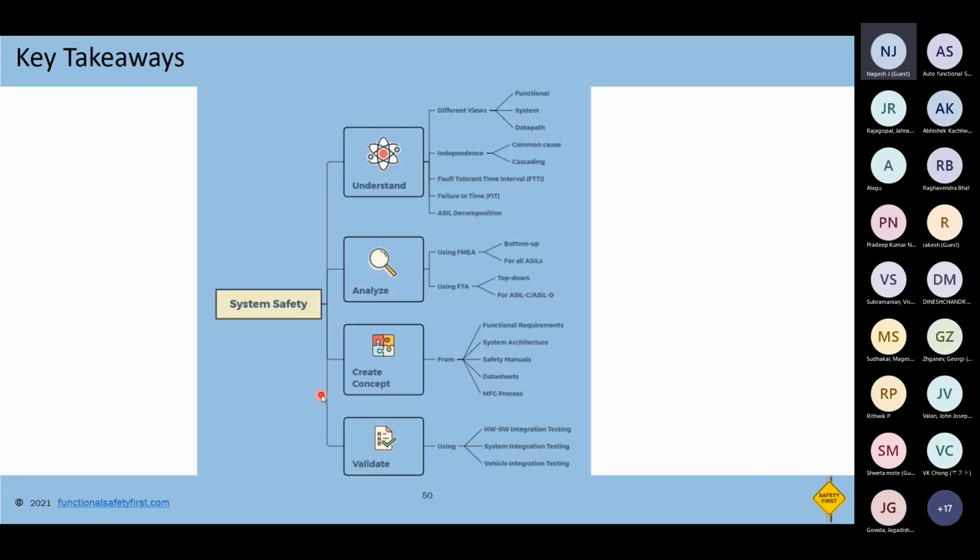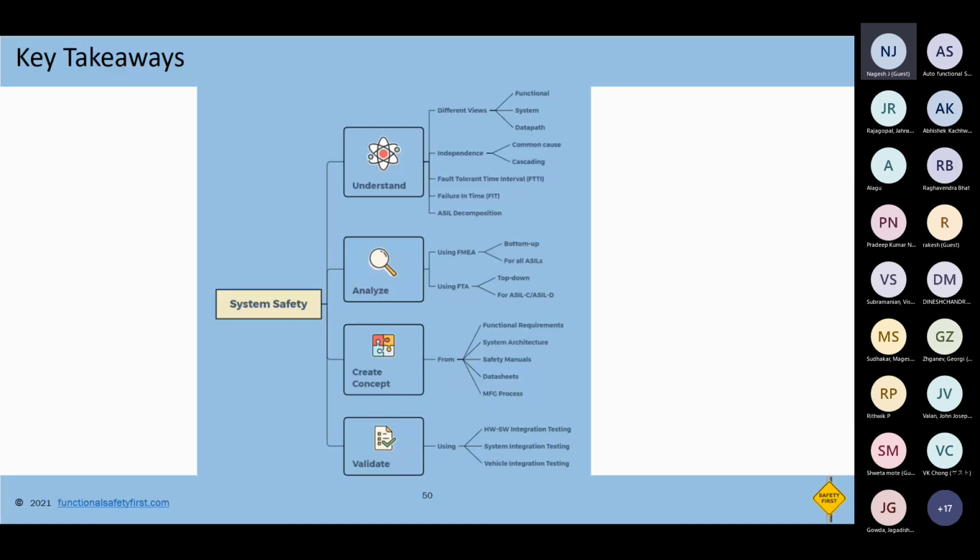So here, what I'm trying to show is what we covered during this presentation, and just a quick mind map of what we mean by all this. Before we even begin the technical safety concept, there are certain things we need to understand. There are different views of looking at the system: the functional view, the system view, and the data path view. We need to understand how all these look.